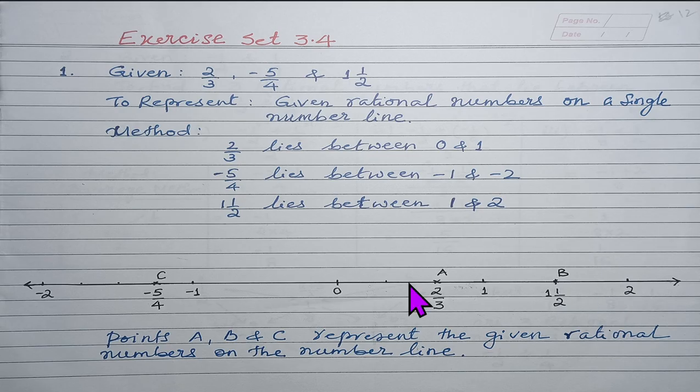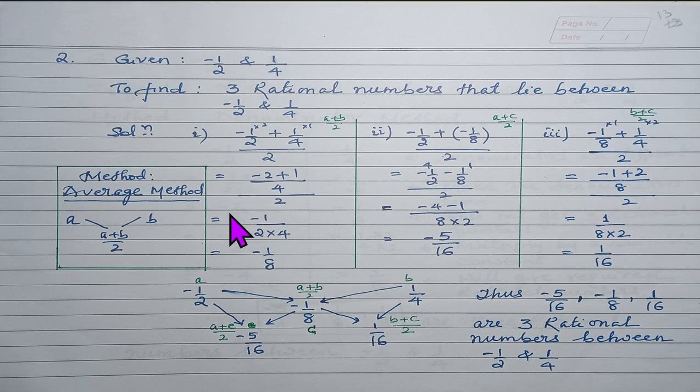Therefore, the points A, B and C on the number line represent the given rational numbers. So please remember that it's a very simple construction, simple representation. So try to learn and understand.